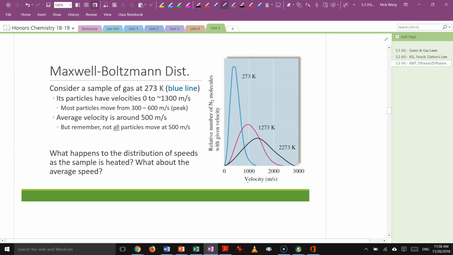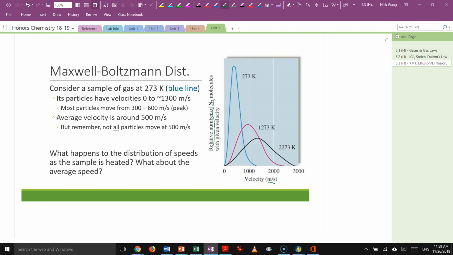Now on your axes here, your velocity is in meters per second. So we're basically saying, okay, we have all the possible speeds that your gas particles can be moving. It can be 0, 1 meter per second, 2 meters per second, 3 meters per second, and so forth, up to 1,000 meters per second, all up to 2,000, 3,000 meters per second. And then on the y-axis here is the relative number of N2 molecules with a given velocity. So relative number, again, is basically saying how many molecules there are of this velocity.